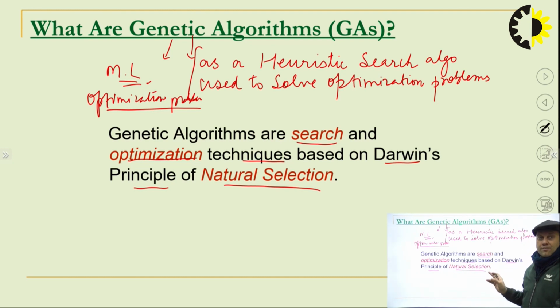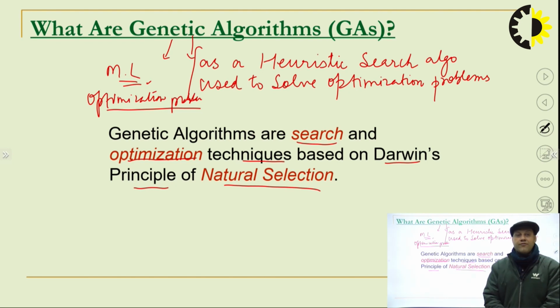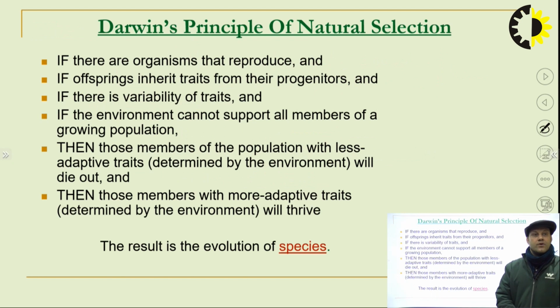So according to Darwin's principle, everyone is trying to survive as the fittest. That optimization technique, that search technique, that algorithm is based on this Darwin principle of natural selection. So what is Darwin's principle of natural selection? Let me show you here.